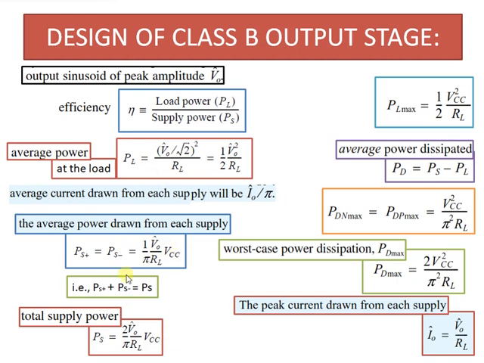But if I want to compute the total power, it will be the sum of individual powers, that is PS plus PS minus. So that will give me PS. So PS is equal to 2 by pi V naught cap divided by RL into VCC.